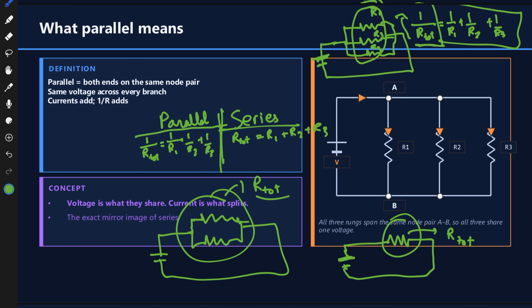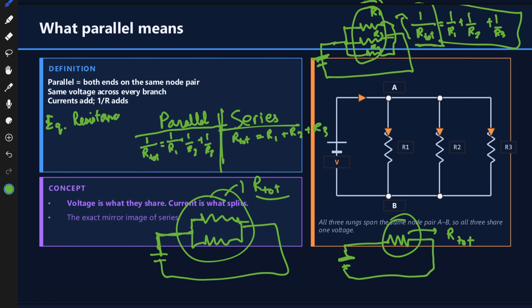And therefore, we can call it equivalent resistance, okay? Equivalent resistance. So you can substitute parallel branches with simple series branches, right? And we can say that this resistance total is just equivalent to this resistance, right? So that's just how this works.